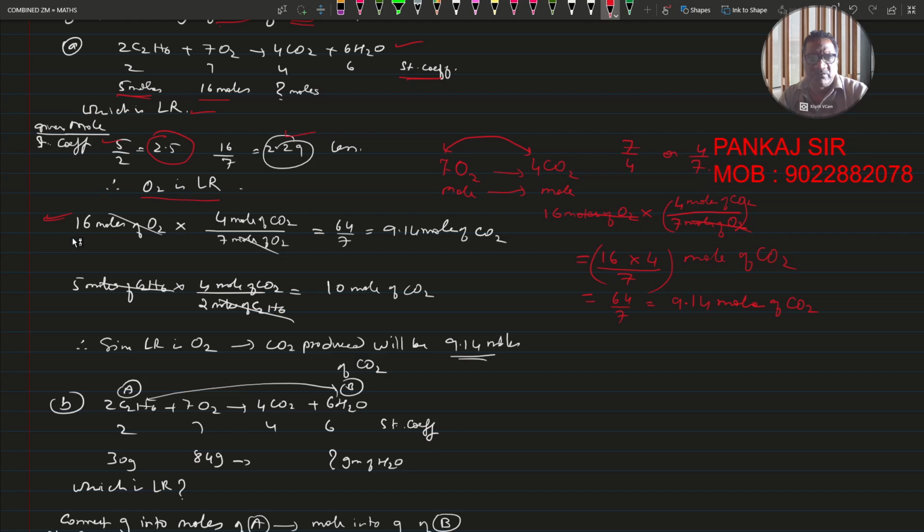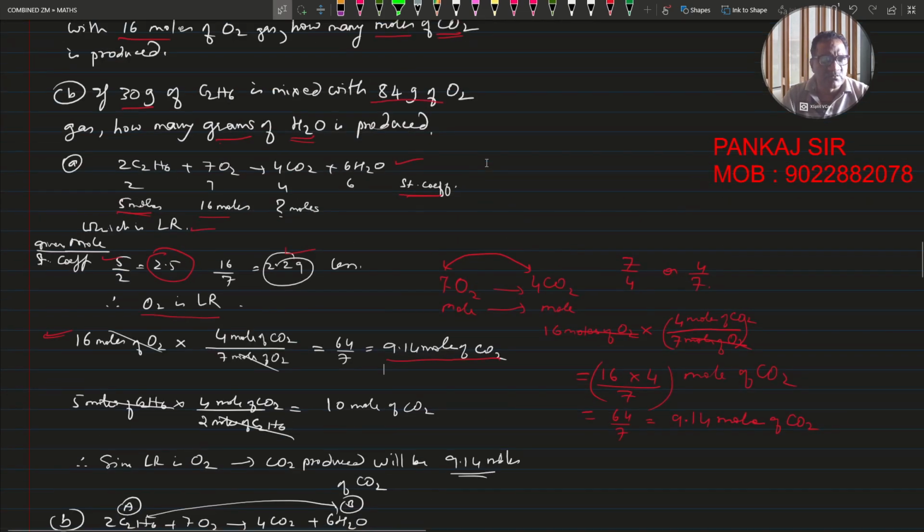So in one go, this is how you get it. 16 moles of oxygen times 4 moles of carbon dioxide upon 7 moles of oxygen. Cancel the moles of oxygen. This will work out to 64 upon 7 moles of carbon dioxide, which is nothing but 9.14 moles of carbon dioxide. Okay, so we got the answer to the A part of the question.